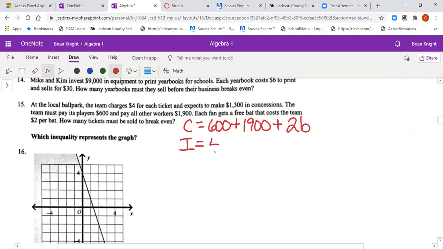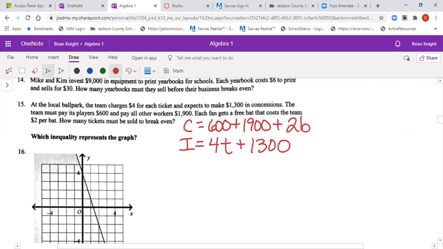$4 per ticket, okay? Plus $1,300 in concessions. Okay, now we have a little bit of pickle here. We have a B here and a T here. Now, how are they getting a bat? They're getting a ticket. So the number of tickets and the number of bats are the same.